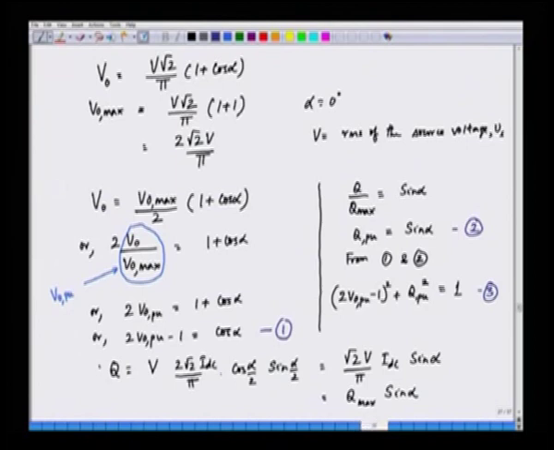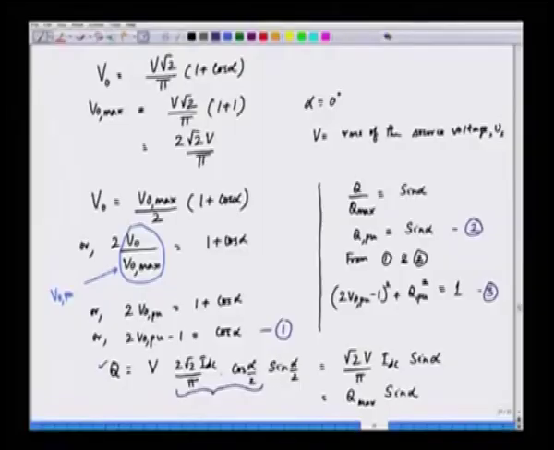Q is the reactive power that is given by the voltage into the current. This is the current that we have, the RMS of the fundamental component, and we ignore the harmonics because harmonics do not contribute to any average power. So, we are only concentrating on the fundamental component, and we are taking the displacement of the fundamental component with respect to the voltage, ignoring the harmonics, as harmonics do not contribute to any average power.